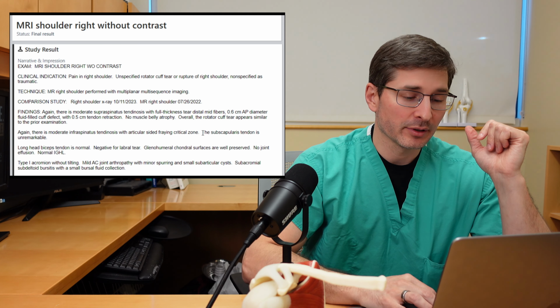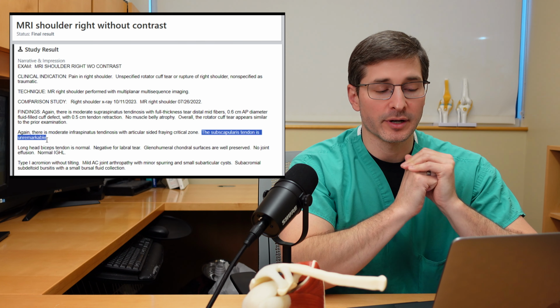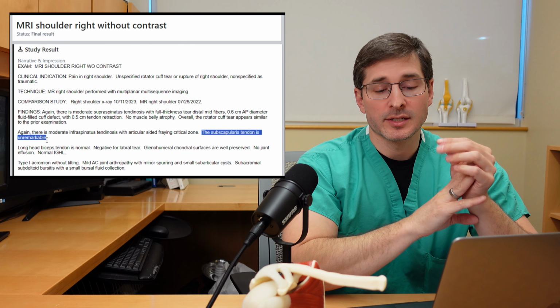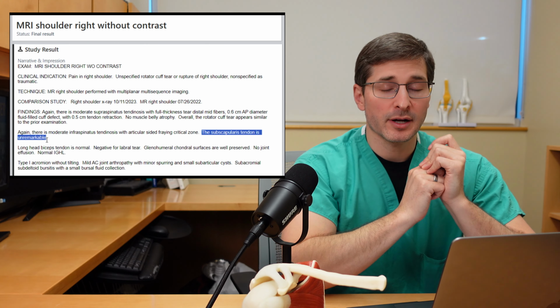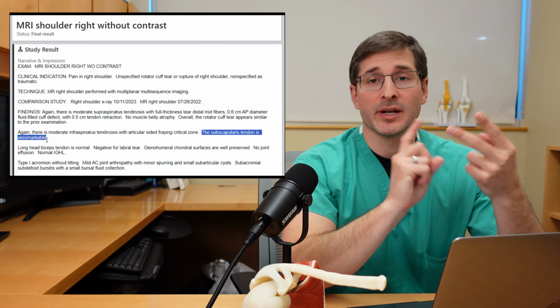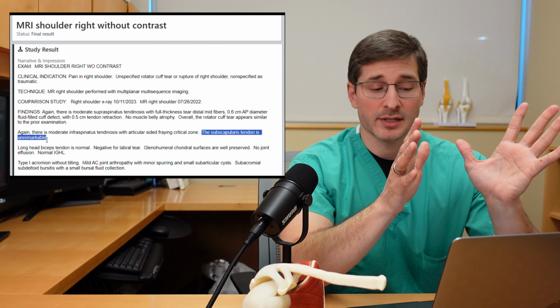So the subscapularis tendon is unremarkable, so good. So the subscapularis part of the rotator cuff looks fine, no problems there. And what you might notice is, of course, there's 4 tendons of the rotator cuff. Most of the time you see problems in the supraspinatus, infraspinatus, and the subscapularis. It's not very often you see problems with the teres minor.